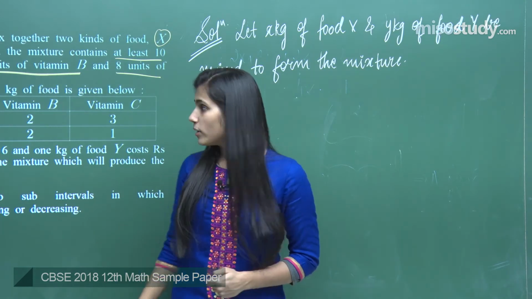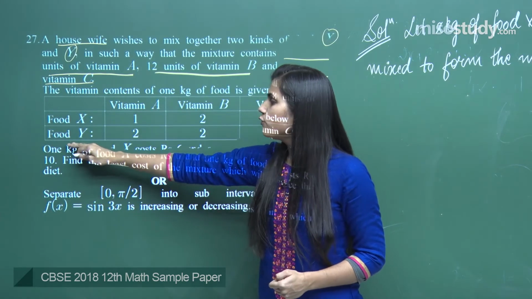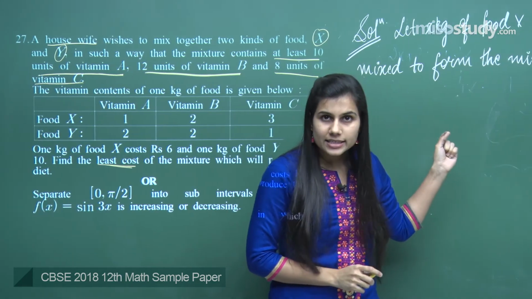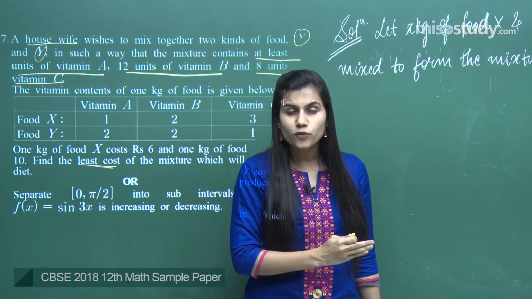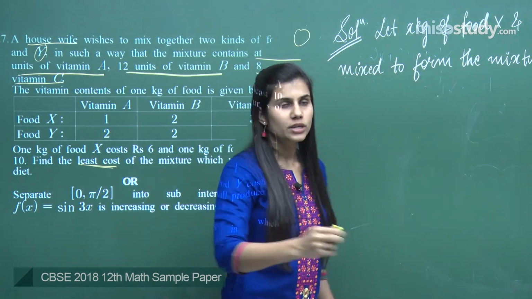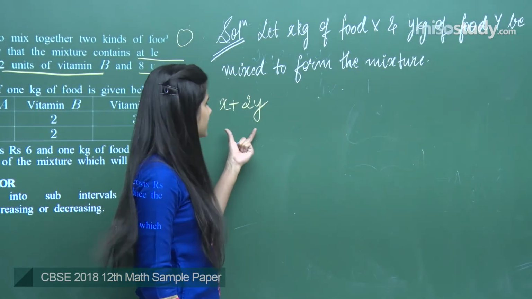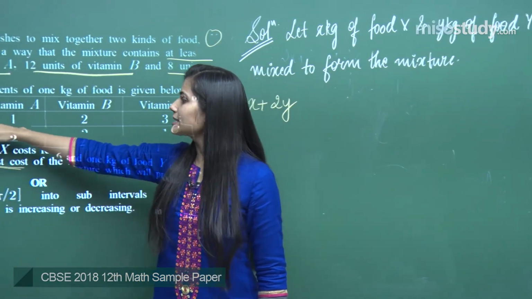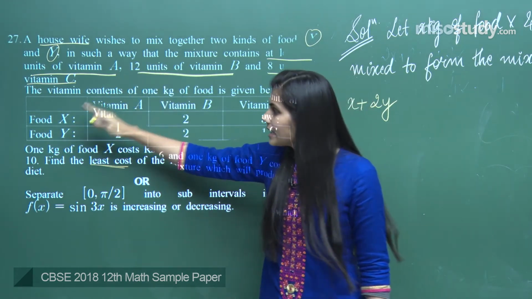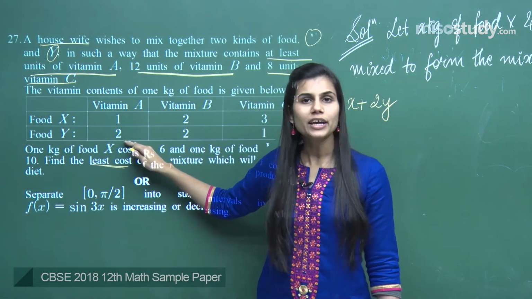Now, if 1 kg of food X contains 1 unit of vitamin A and 1 kg of food Y contains 2 units of vitamin A, that means X kg of food X and Y kg of food Y contain X plus 2Y units of vitamin A. Fine, that's the first thing that I have found. If 1 kg of food X contains 1 unit of vitamin A and 1 kg of food Y contains 2 units of vitamin A, so X kg of food X and Y kg of food Y are going to contain X plus 2Y units of vitamin A.